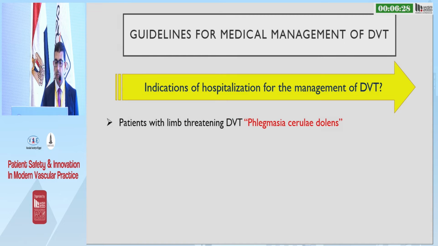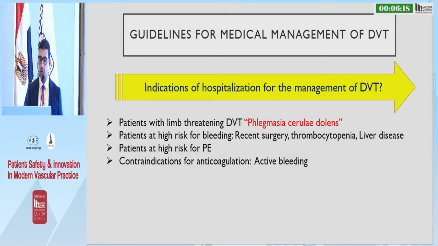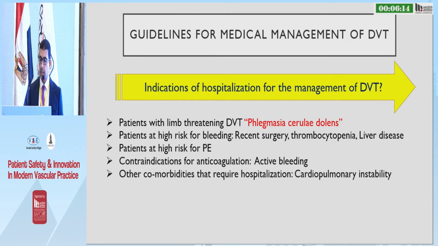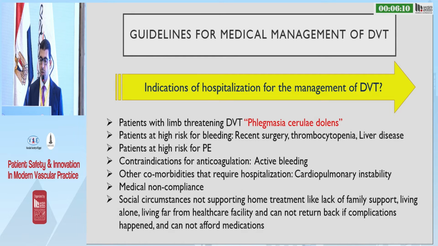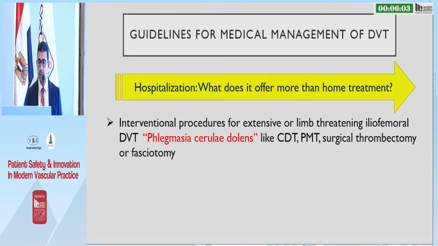Indications include patients with limb-threatening DVT, patients at high risk of bleeding with recent surgery, patients at risk of PE, contraindications for anticoagulation like active bleeding, other comorbidities like cardiopulmonary instability, medical non-compliance, as well as social circumstances not supporting home treatment. So what does hospitalization offer more than home treatment?